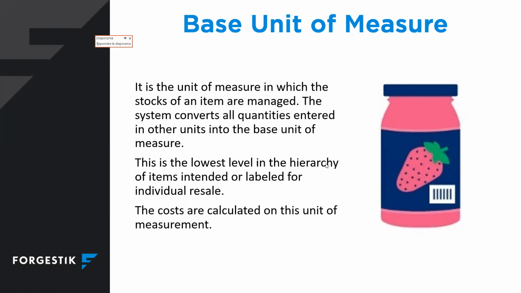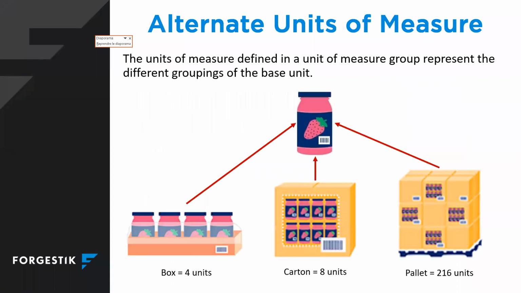So you have your base unit. Costing is always associated with the base unit. This is a notion that you need to really understand, that the costing is done on the base unit. And you also will describe in your group what are the alternate units of measure for that same item.